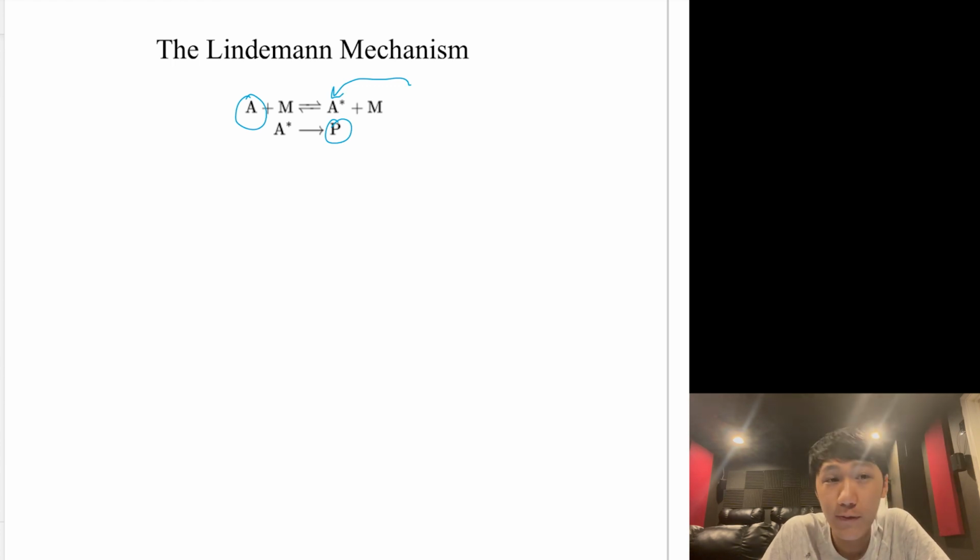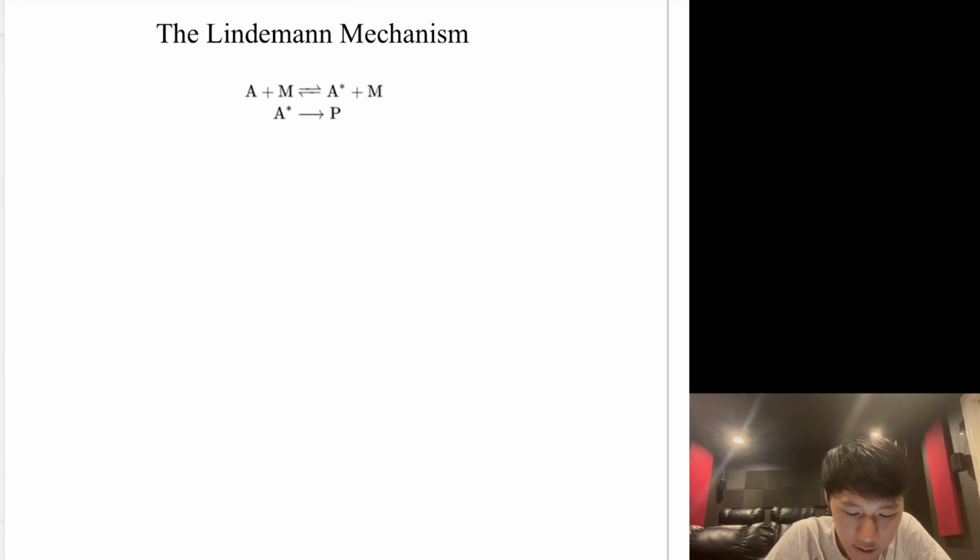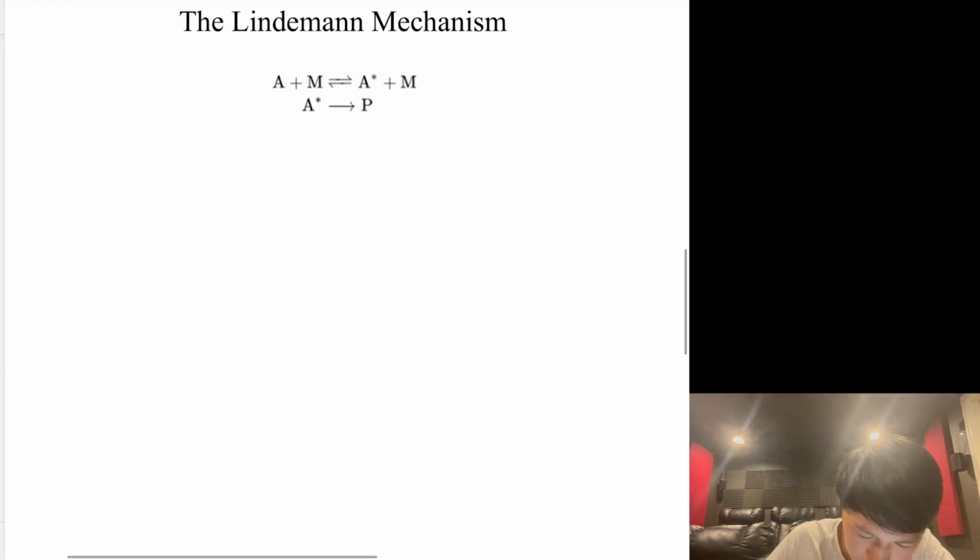And in order for the molecule of A to reach the A star point, it needs to collide with another molecule that's able to provide A with that energy. So that other molecule is going to be denoted by M, and this can be either A or another molecule. So first, let's just derive the rate law for this equation, and we'll see how this applies to the problem given. So this is how it goes.